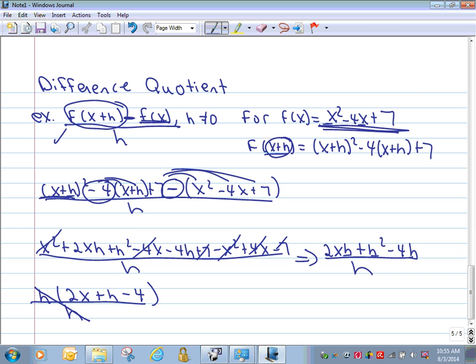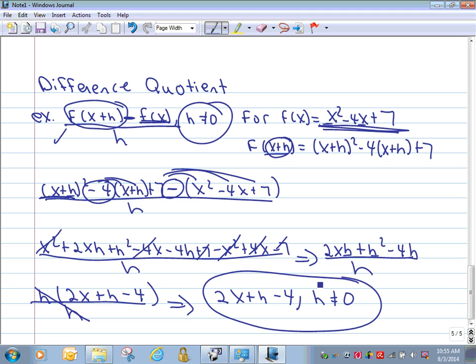And that h will cancel with our denominator, and therefore our difference quotient will yield a derivative, which you will learn about later, 2x plus h minus 4, with the restriction, of course, that h cannot equal 0. And that's the restriction that we were given in the beginning. And that would be our difference quotient.